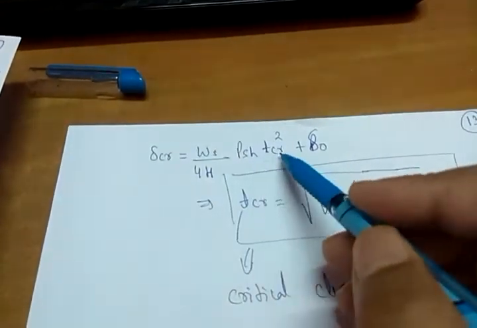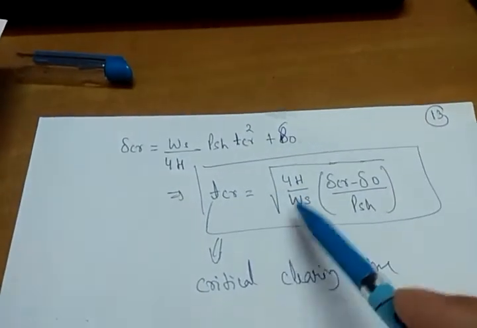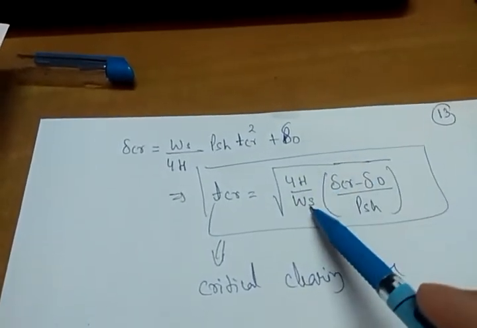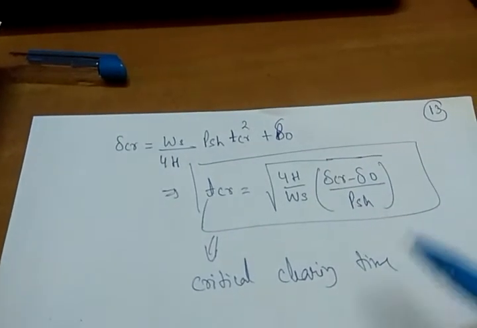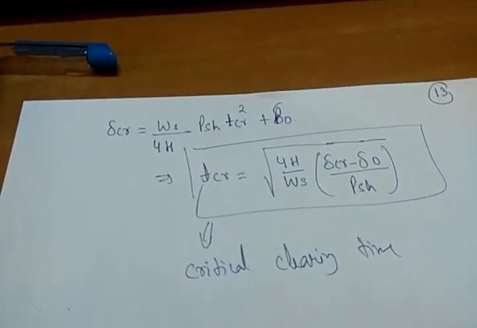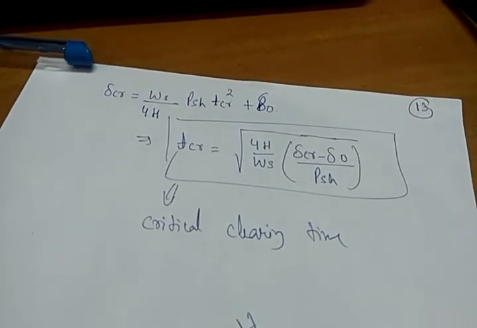So delta CR will be omega s divided by 4H into P shaft into critical clearing time square plus delta naught. From here you can calculate the critical clearing time as the square root of 4H divided by omega s multiplied by delta CR minus delta naught divided by P shaft. So this is all the theory about transient stability or the equal area criterion.